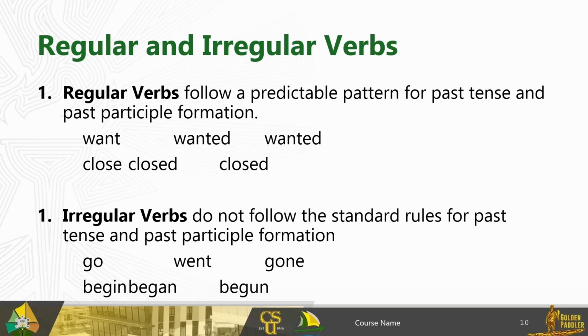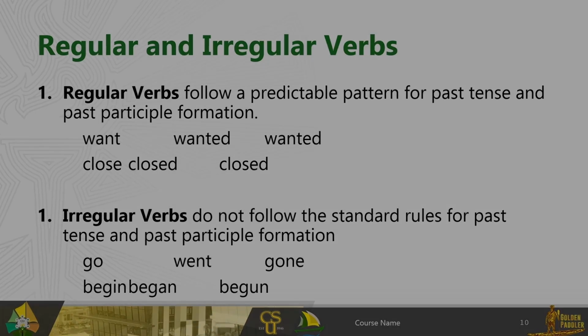Irregular verbs, however, do not follow the standard rules for past tense and past participle formation. Example: go, went, gone. Another one: begin, began, begun. In these examples, the past tense and past participle forms are unique and often irregular, requiring memorization.